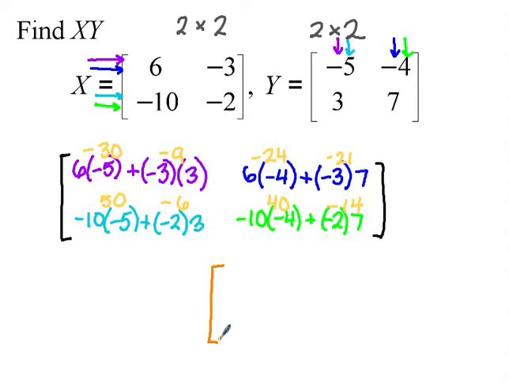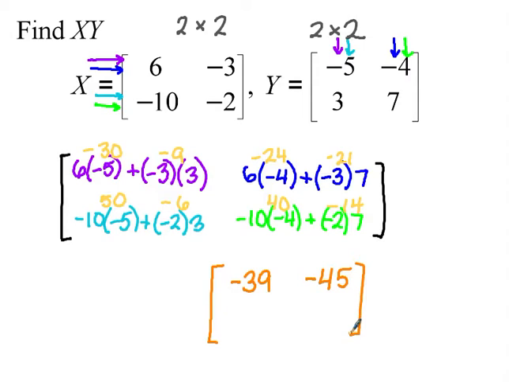Okay, so let's go ahead and do that. What will be my first number in the matrix? -39, because it's -30 plus 9. Okay. What's the next one going to be? -45. -45. Nice job.